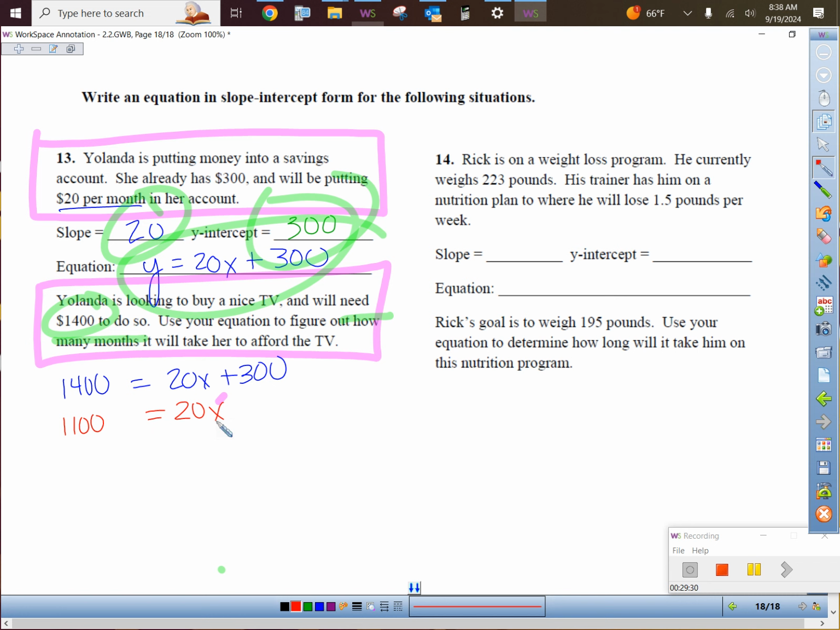And then what's my next move? Divide by 20. Is that going to come out nice or not too nice? What did you get? 55. Okay, that did come out nice. Are we okay with that? Let's put a label on it. 55 what? $55 or 55 months? Isn't x months in that situation?